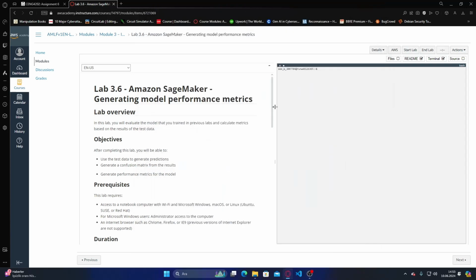Welcome to the sixth homework of the data science. In this homework, we are going to do lab 3.5, 3.6 Amazon SageMaker generating model performance metrics. In this lab, we will evaluate the model that we trained in previous labs and calculate metrics based on the result of the data.